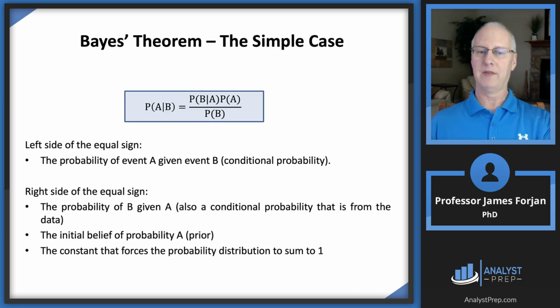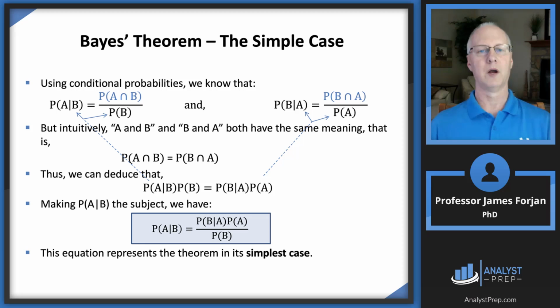We also have in the numerator the initial belief of probability A occurring. We call that a prior probability. And then we have to divide by the probability of event B. And what that does is it forces the probability distribution to sum to 1. All right, let's take a look at this in a little bit more detail.